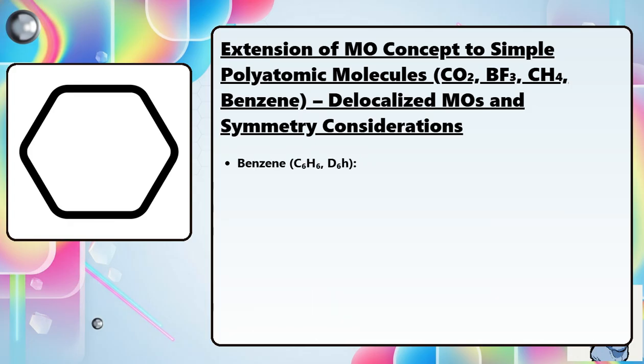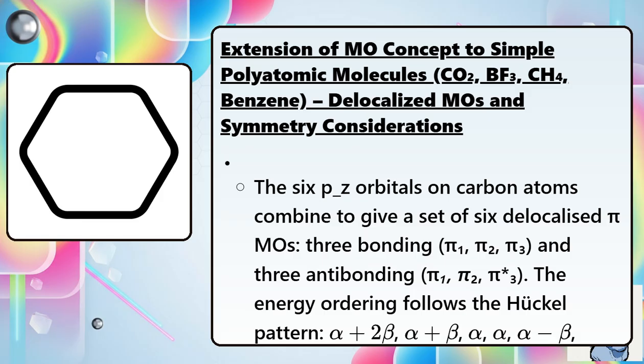Benzene, C6H6, D6h. The six pz orbitals on carbon atoms combine to give a set of six delocalized pi molecular orbitals: three bonding, π1, π2, π3, and three antibonding, π*1, π*2, π*3. The energy ordering follows the Hückel pattern: alpha plus 2 beta, alpha plus beta, alpha, alpha, alpha minus beta, alpha minus 2 beta. Six pi electrons fill the three lowest molecular orbitals, giving a total pi bond order of (6 minus 0) divided by 2 equals 3. That is, a double bond spread equally over the ring, aromatic stability.